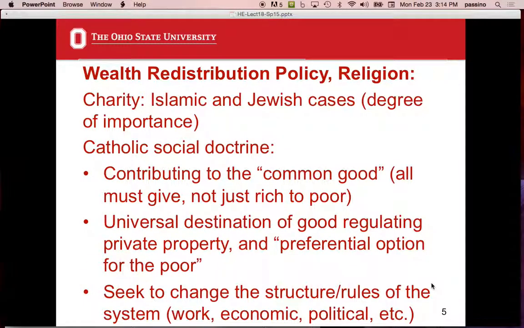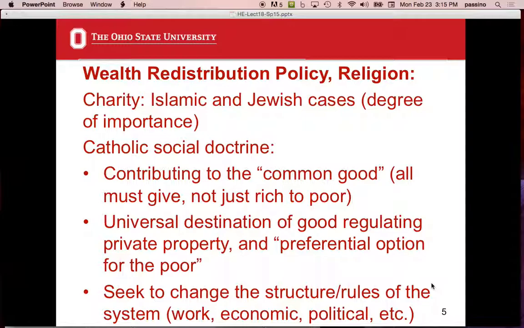So what is wealth? Just to remind you what religions say about wealth distribution. Charity's big in the Islamic and Jewish cases. They seem to have a bit of a degree of different importance. In Islamic cases, it's stated as one of the five pillars of Islam, and it's very much emphasized. The Jewish case, though, too, seems very strong.